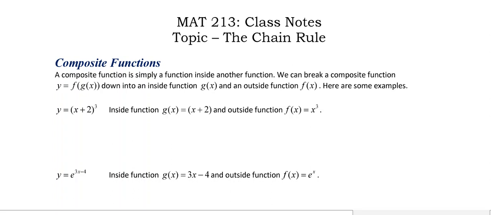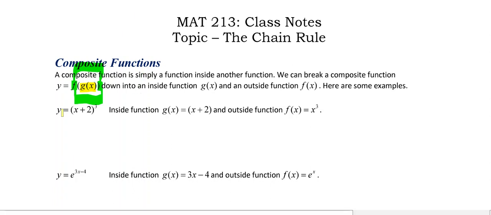So in these first couple of examples, we want to take a composite function and break it down into an outside and inside function. In this definition right here, g of x is my inside function and f of x is the outside function. So y is equal to f of g of x means that g of x is within the function f of x. See, if you put a little box around it, g of x is inside f of x.